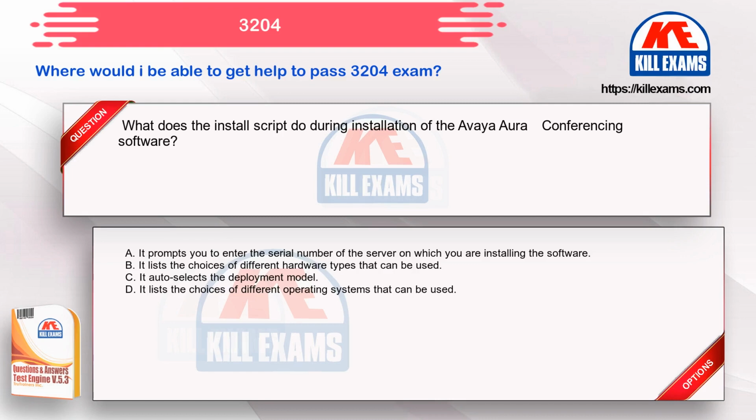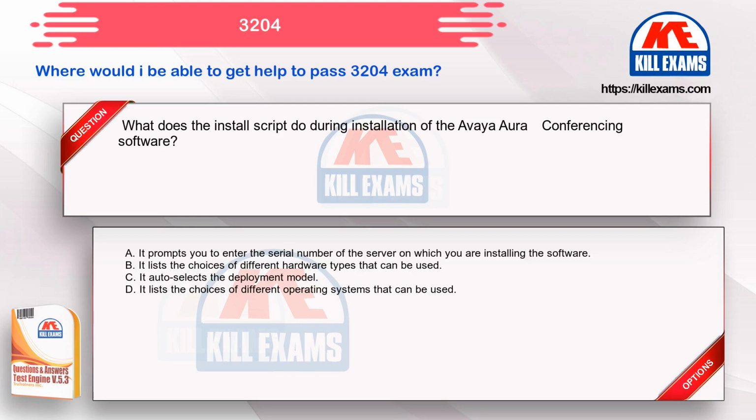What does the install script do during installation of the Avaya Aura Conferencing software? Option A. It prompts you to enter the serial number of the server on which you are installing the software. Option B. It lists the choices of different hardware types that can be used.